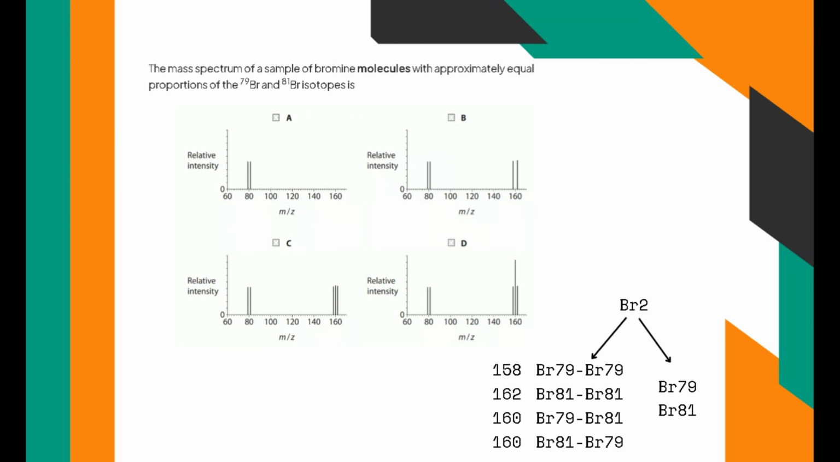We have Br-79 and Br-81 for monoatomic ions. For diatomic, we have Br-79 with Br-79, mass being 158, Br-81 with Br-81, mass being 162, and Br-79 with 81 or 81 with 79, so twice the height at 160. B has no peak at 160, so it's wrong. The peak at 160 in option C is almost the same height as the rest, which is not correct, as we have 2 combinations for mass 160, so twice the abundance. So the correct answer would be D.